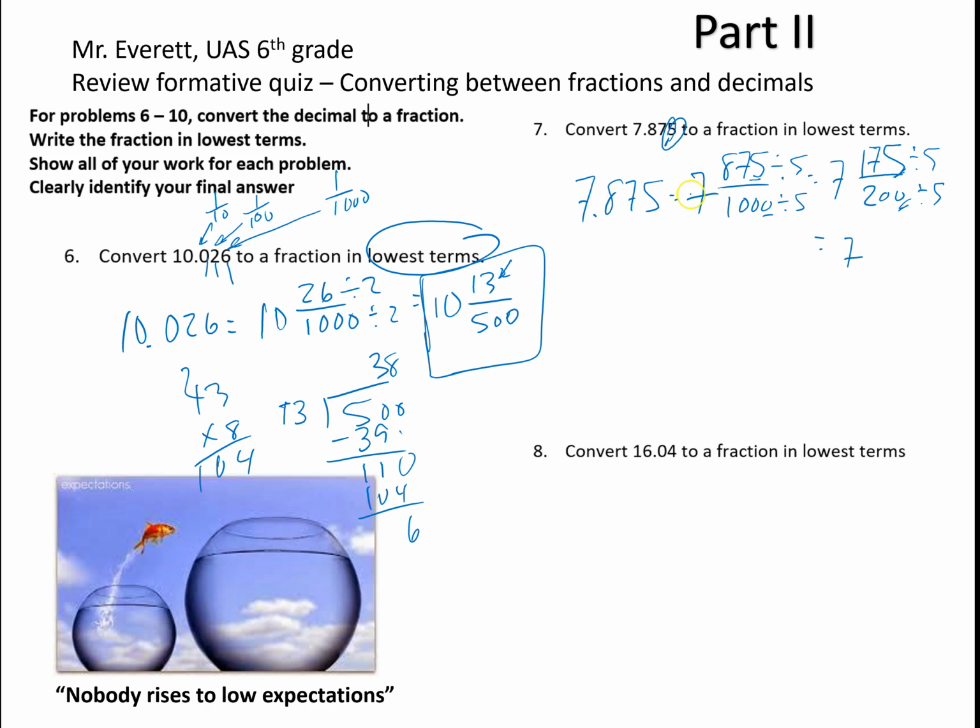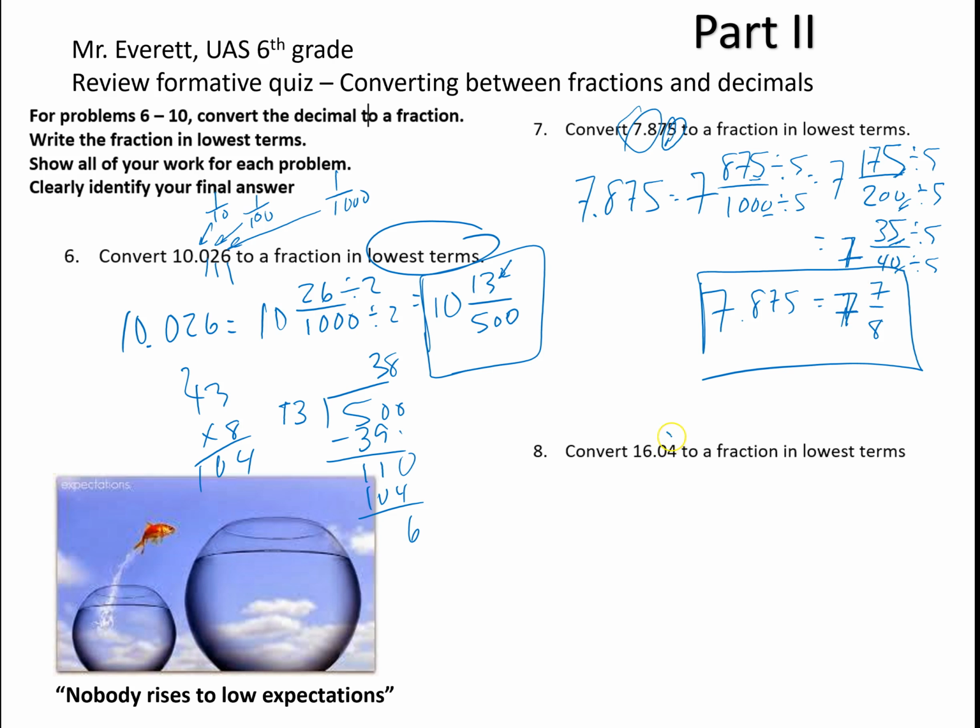Now remember, the whole number doesn't change. The bottom is easy. It's 40. I think I'm messing up here. Let me see. Okay, again, ends in a 5 or 0, so I can divide by 5 again. The 7 stays the same. So 7 and 875 thousandths is 7 and 7 eighths.